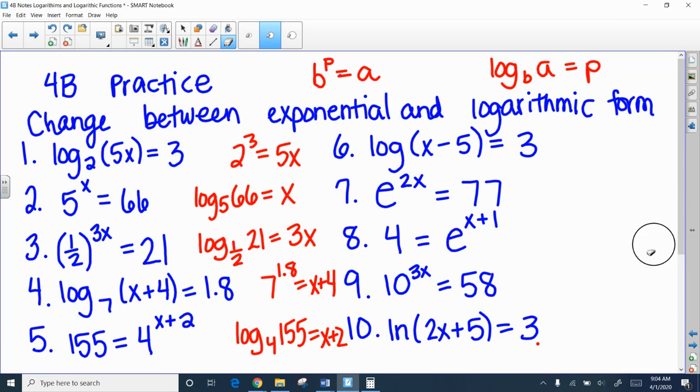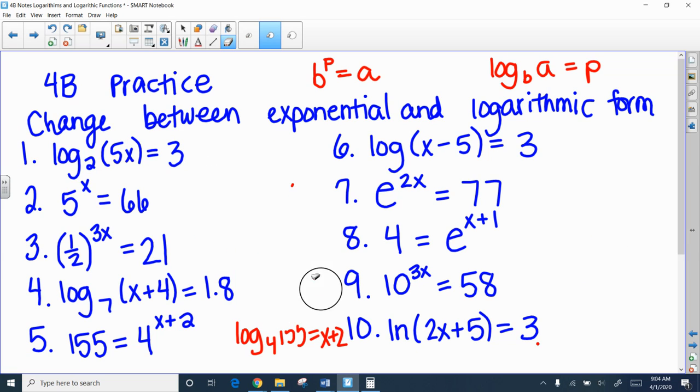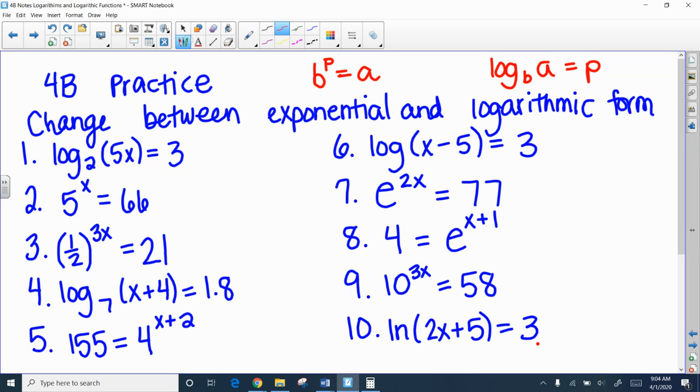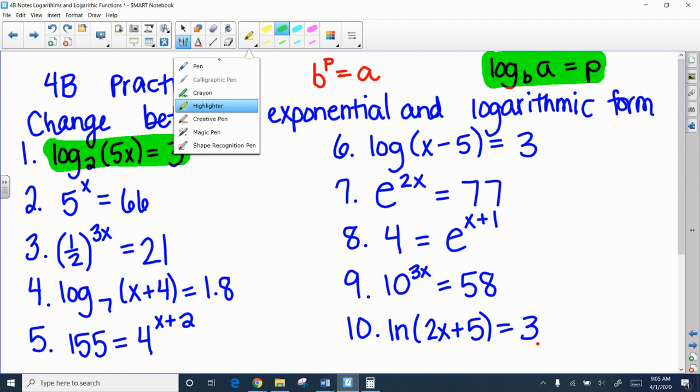expressions are coming from. So first of all, we need to recognize what form it's already in so that we know what form to change it. Number 1, I know that this is in logarithmic form because I see that it says logarithm. So logarithmic form looks like this. All right. So this one is already in logarithmic form.